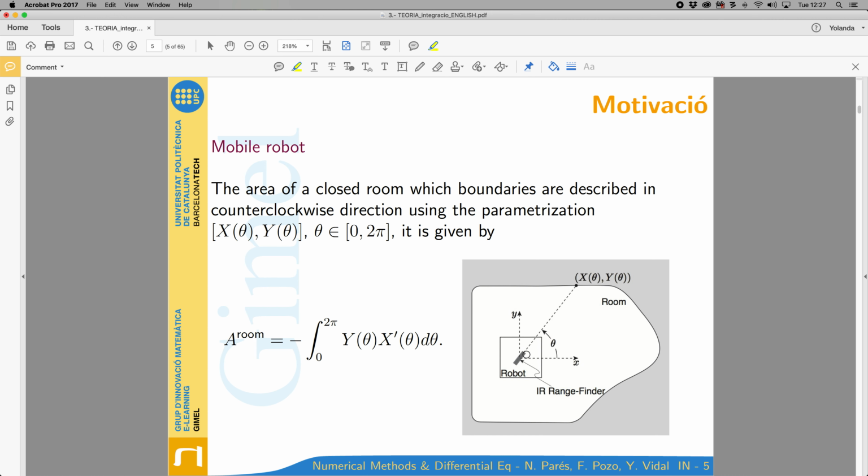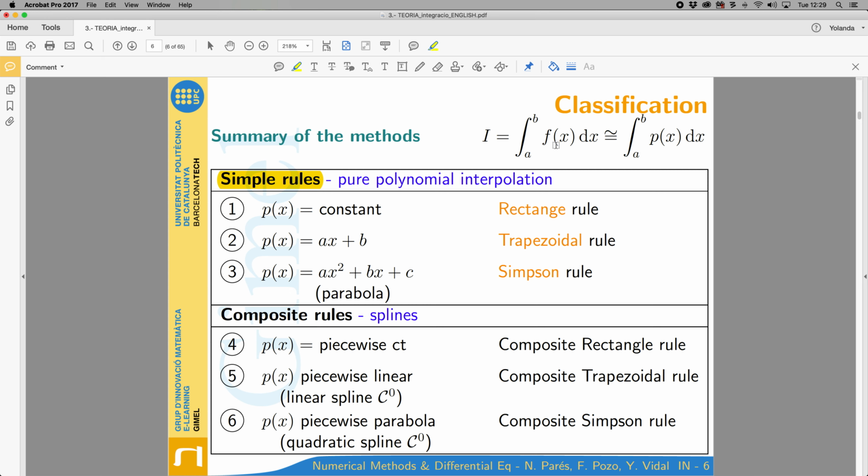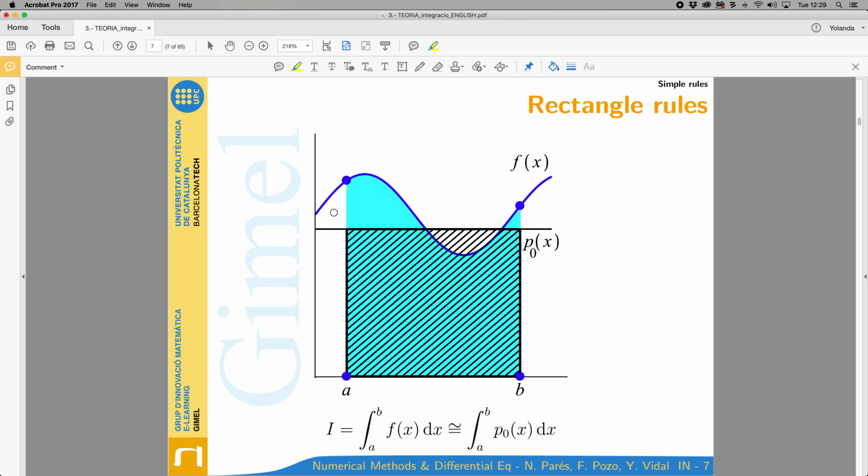For example, with this first case, that is using as an approximation of f a constant polynomial. So here we have in blue, the blue line is f of x. I want to compute the integral of f between a and b. So in fact, I want to compute the area that is here colored in cyan.